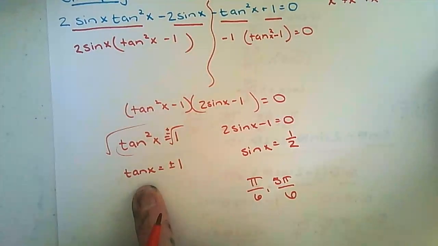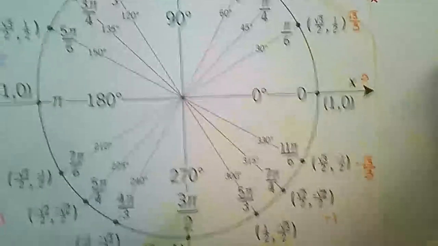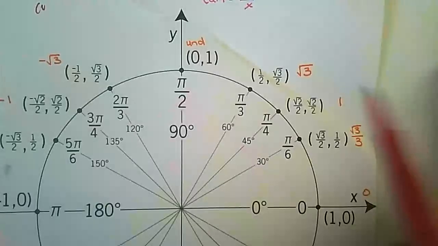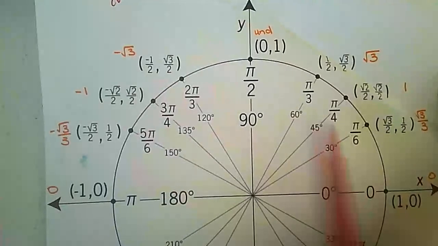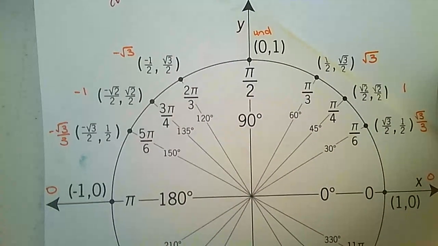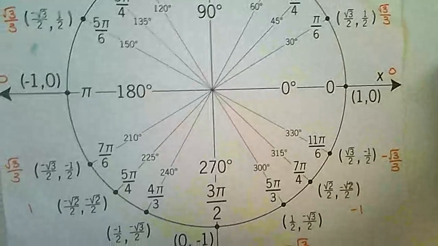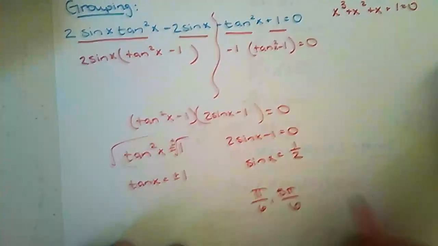And then we also need to figure out where tangent is positive or -1. And remember, I've written all of my tangents in orange on my unit circle, but it looks like it's all of the pi's over 4. So pi over 4, 3 pi over 4, 5 pi over 4, and 7 pi over 4 as well.